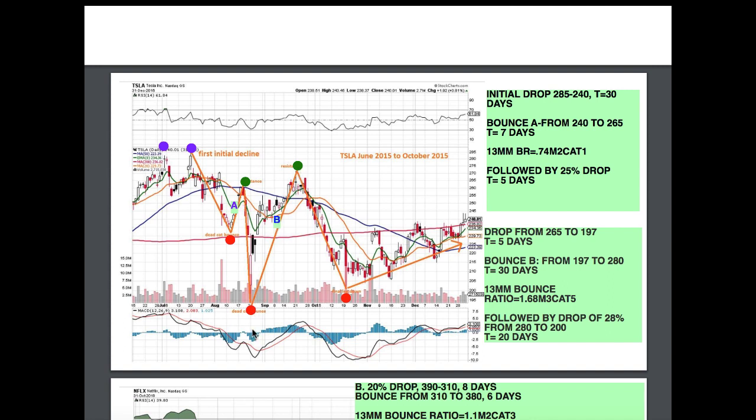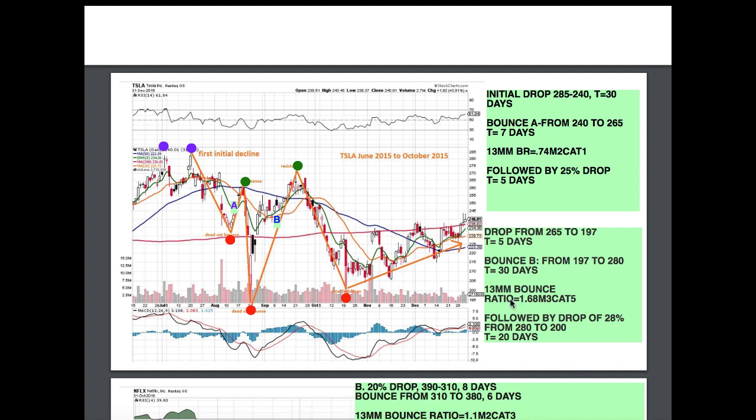So bounce B is the second bounce that happened. And as you can see, this one has a huge magnitude of the bounce. I mean, this is a very rare circumstance where after bounce A, you're going to have a drop that's going to be followed by a ratio of higher than 1.